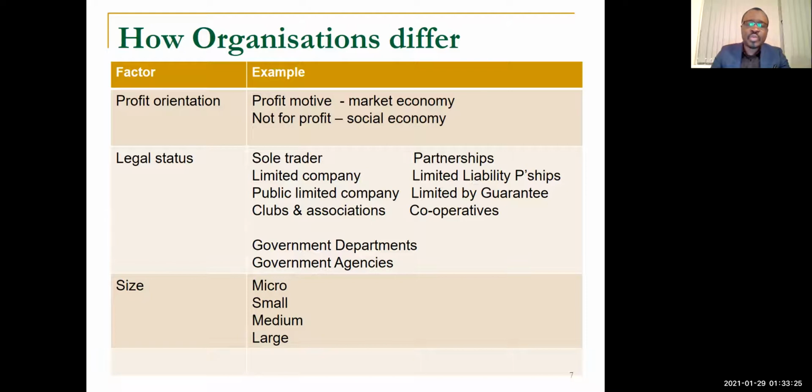The legal status will also tell whether it is a sole proprietor, a company limited by partnership, a company limited by shares, a company limited by guarantee, or whether it is a club or an association or a cooperative or a government department or agency. The legal status will determine how to classify them. And then the size of the firm will tell, is it a micro, small, medium, or large?